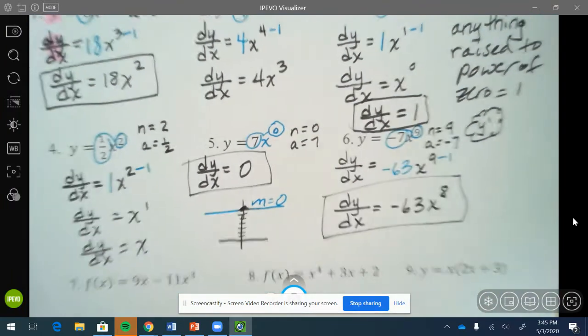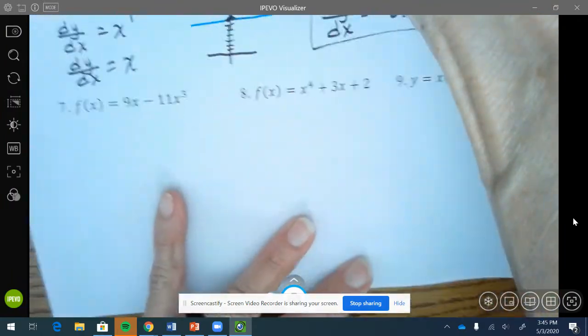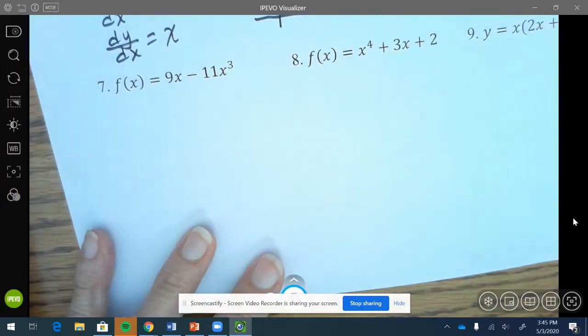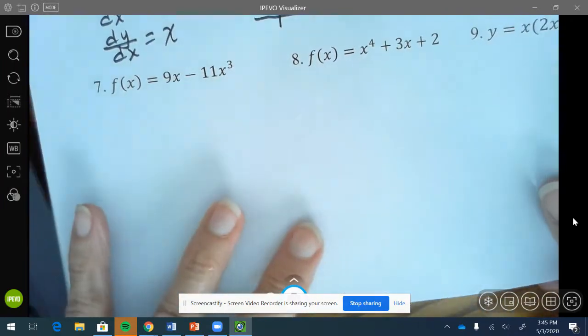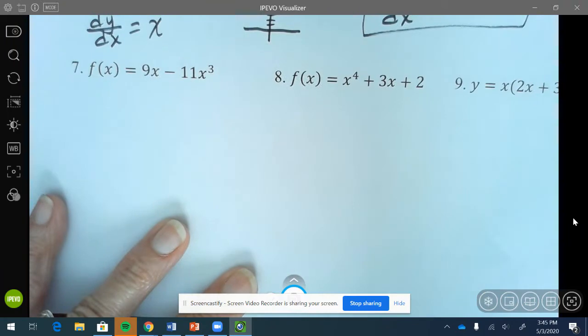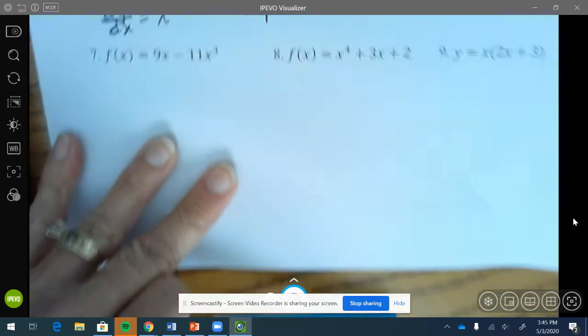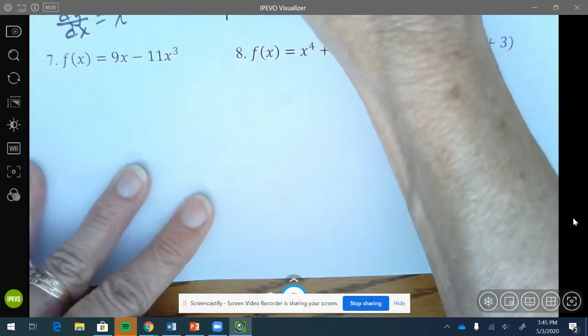So those were 6 examples with functions named y equals. Also, they each only had one term in the function. I want to go over what happens if you have functions with more than one term. So let's look at that.